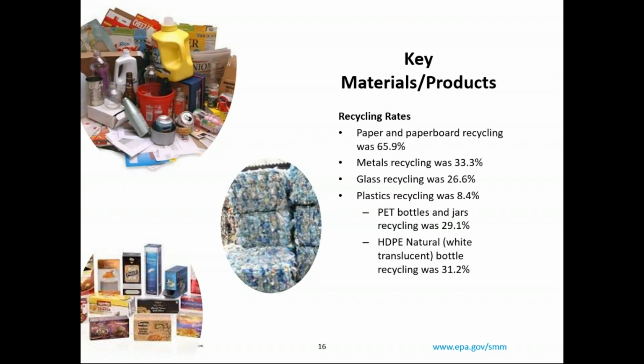The top three materials recycled in the U.S., and these are materials rather than products, were paper and paperboard, metals, and glass. A couple points about plastics. The overall plastics recycling rate was about 8%. This, of course, includes plastic in furniture and plastic in products such as large appliances. Getting a little more specific, the recycling rate for plastics containers and packaging, which includes plastic bags, wraps, and bottles, was 13%. And then getting even more specific, the rate for PET bottles and jars was about 29%, and the rate for HDPE bottles was about 31%. And recycling rates were similar in 2016.